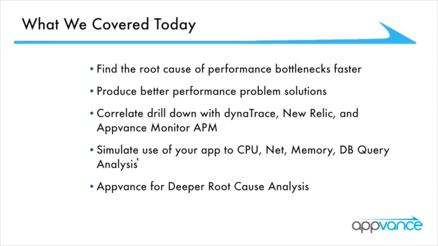We showed how you can do correlations from the analytic reports from some of these tools so that you can start with what the virtual user is seeing of the app's function and performance, and then click through to see what's going on in the back end using popular tools like dynaTrace and New Relic, and even the Appvance Performance Monitor. We also showed how you could use these same tools to simulate the use of your resources like CPU, network, and memory utilization, the database query capability of your backend systems, and the Java capability of your backend systems. And we showed how you can use the Appvance environment to do deeper root cause analysis.